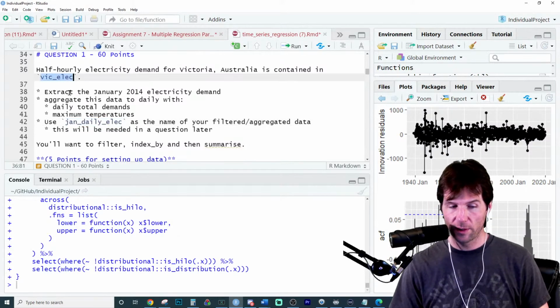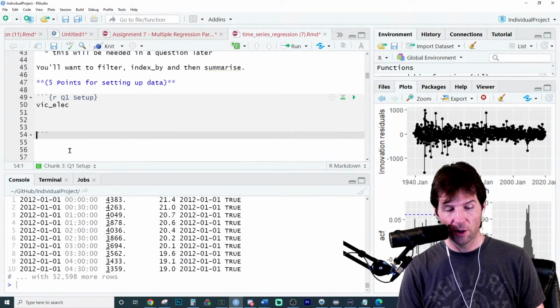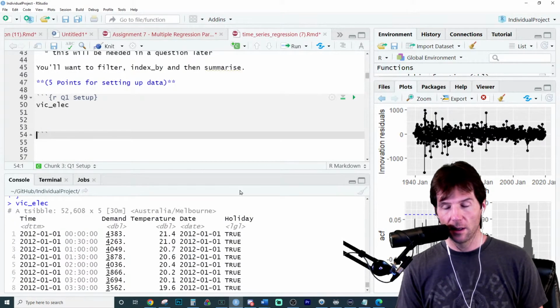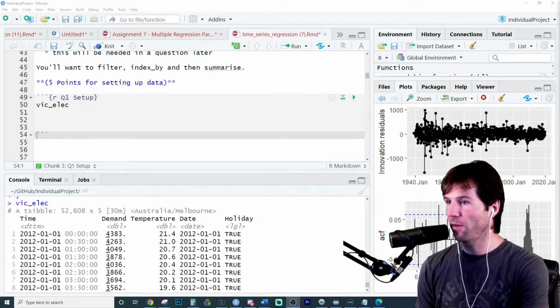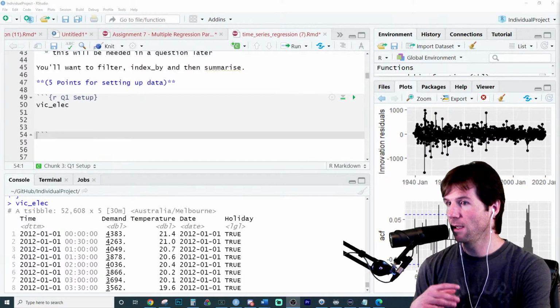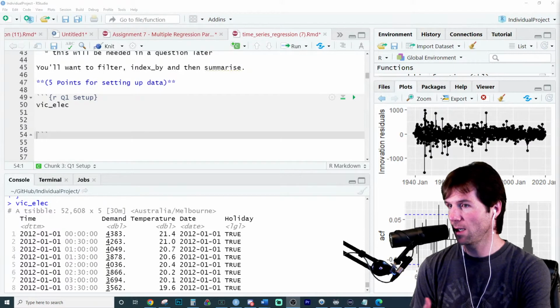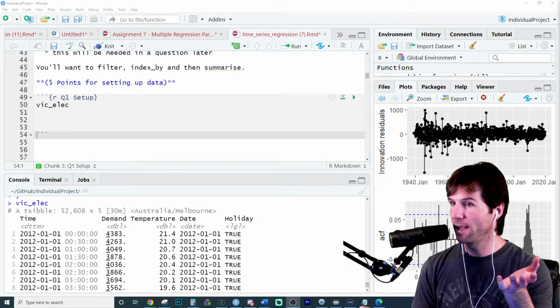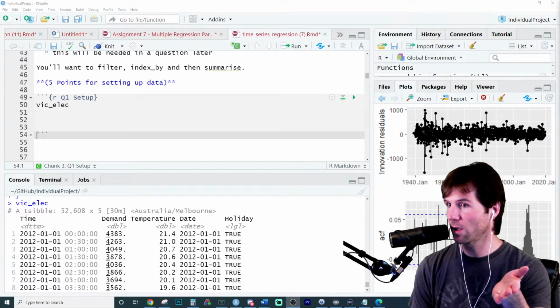Half-hourly data from the Victoria Electric data. So important to know what you're working with. Always look at your data. Does it make sense, Abigail? What we have right here is half-hour data collected every half hour on the demand and the temperature in Victoria, Australia, on just our electricity demand and temperature and whether or not it was a holiday.